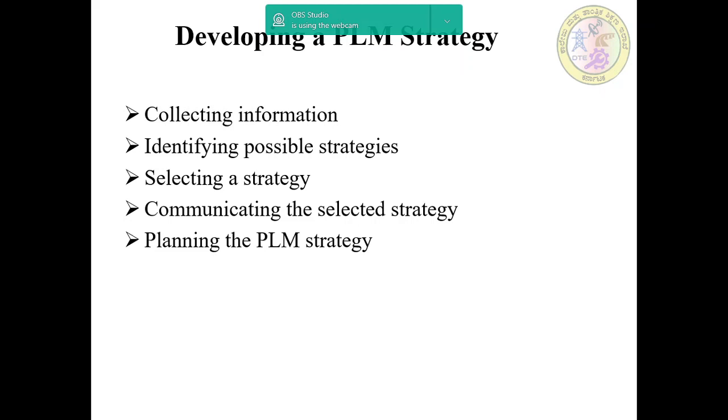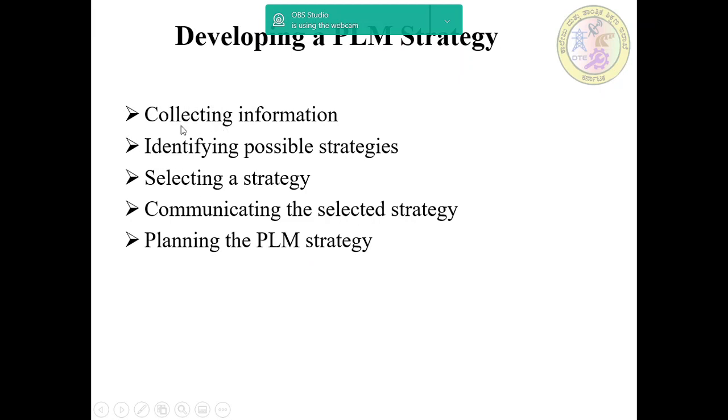Developing a PLM strategy to achieve the PLM vision is a 5-step process as described in the following. First one is collecting information, another one is identifying the possible strategies, selecting a strategy, communicating the selected strategy, and finally planning the PLM strategy. These are the main 5-step process in developing any PLM strategy. We will discuss one by one.